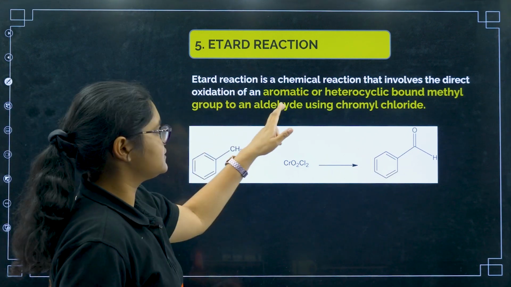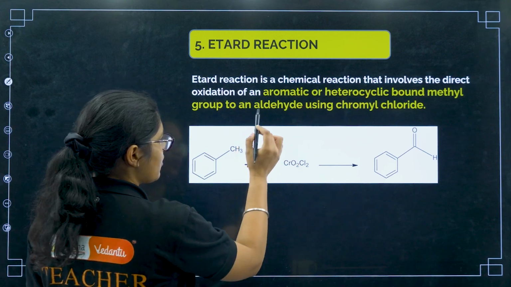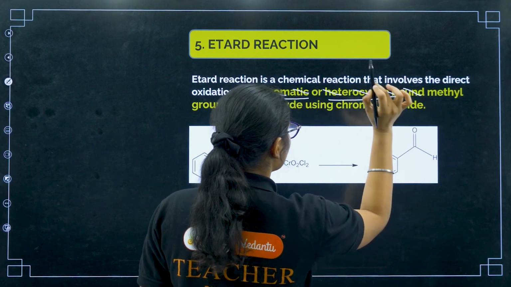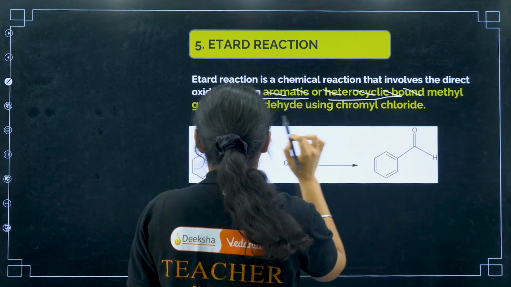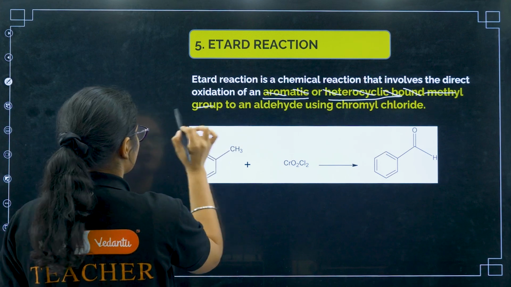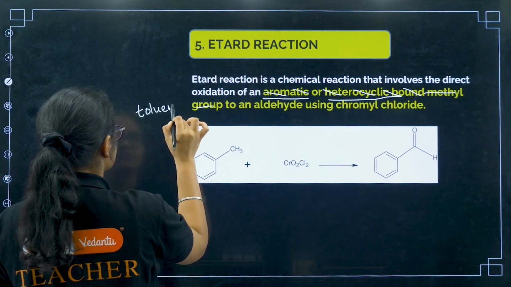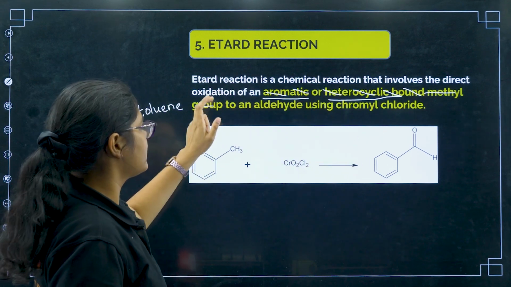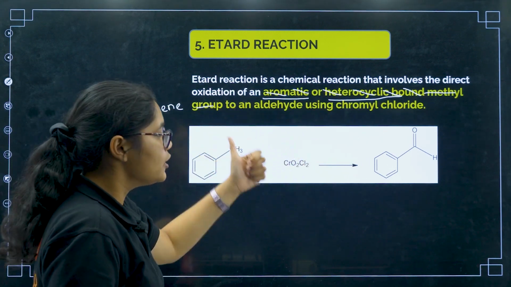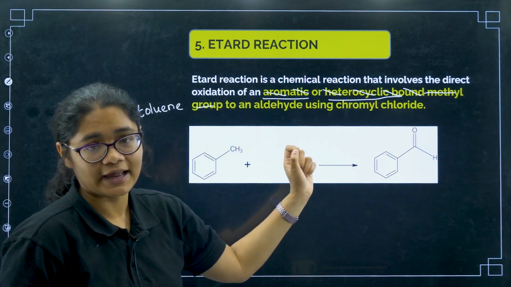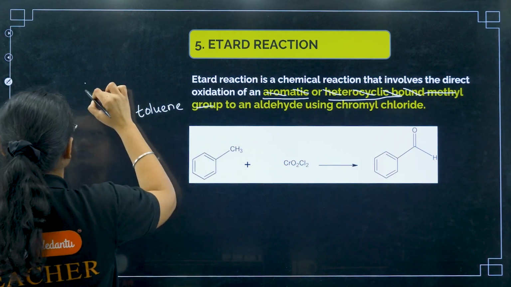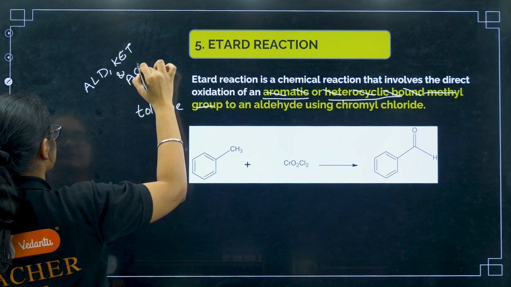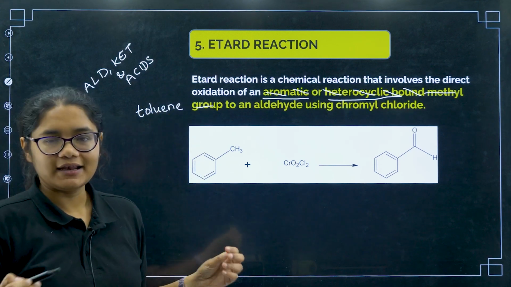Etard reaction is a chemical reaction that involves the direct oxidation of aromatic or heterocyclic compounds. You don't have to write this much; I'll just change this word for you to toluene. Just write down one word, that is toluene. Please write down with me: Etard reaction is a chemical reaction that involves the direct oxidation of toluene to an aldehyde using chromyl chloride, CrO2Cl2. This reaction is also from the chapter aldehydes, ketones and carboxylic acids. Next, do we find any other reaction with E?